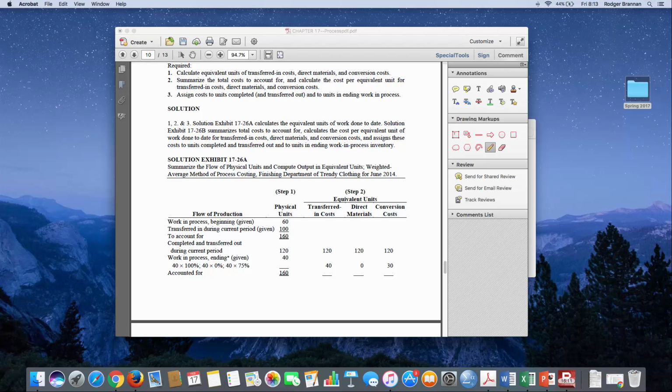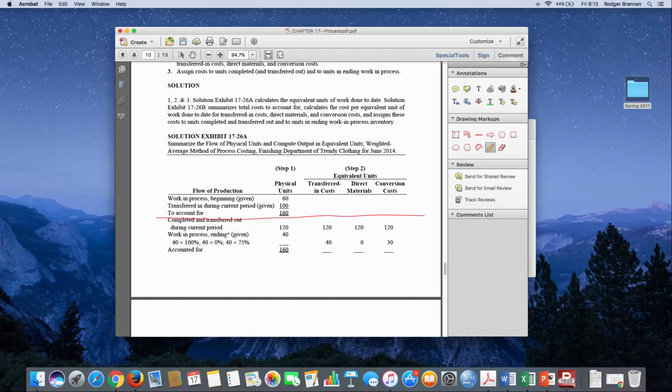Okay, under weighted average, again, we're going to keep it straightforward. It doesn't matter when you started something. As long as it's there, it's included, whether it's for work or for cost. And really the only difference is, rather than having 2 columns, now you have 3. And the difference is a little bit more so with materials. When are they added?